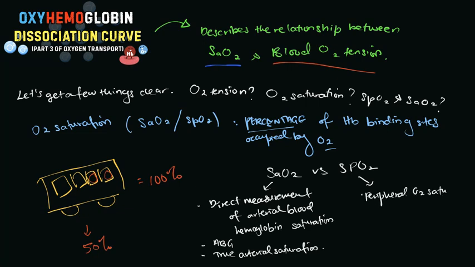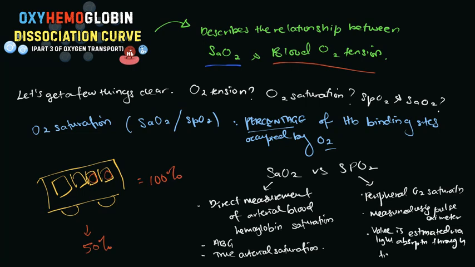SpO2, on the other hand, is measured peripherally. You can remember the P standing for peripheral. So it is the peripheral oxygen saturation. Measurement is by using a pulse oximeter. The value is only estimated via light absorption through the tissues. And in most stable patients, we can approximate the SpO2 as almost equal to SaO2.